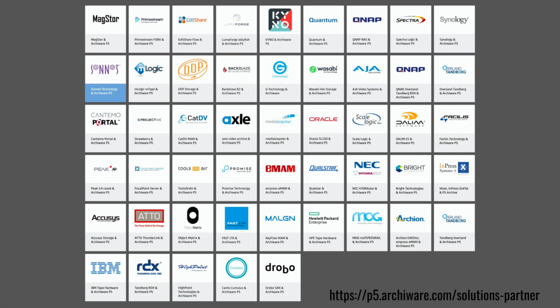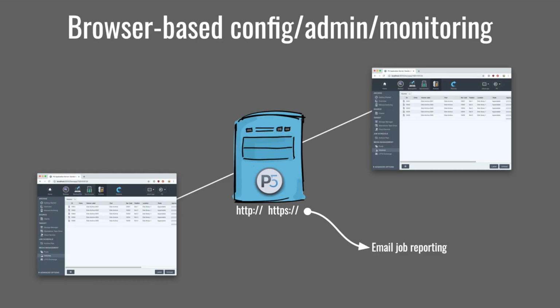I mentioned earlier we integrate with various MAM and DAM products, plus various bits of storage. So this is Archiware's solutions partner page, which you'll find on their website. I'm just throwing up a load of icons to give you some idea of the number of different products that we support directly and maybe have integrations with. Things like CatDV, Axle and Cantemo Portal are media asset management systems where you can push assets into an archive and it will integrate directly with P5 to do that.